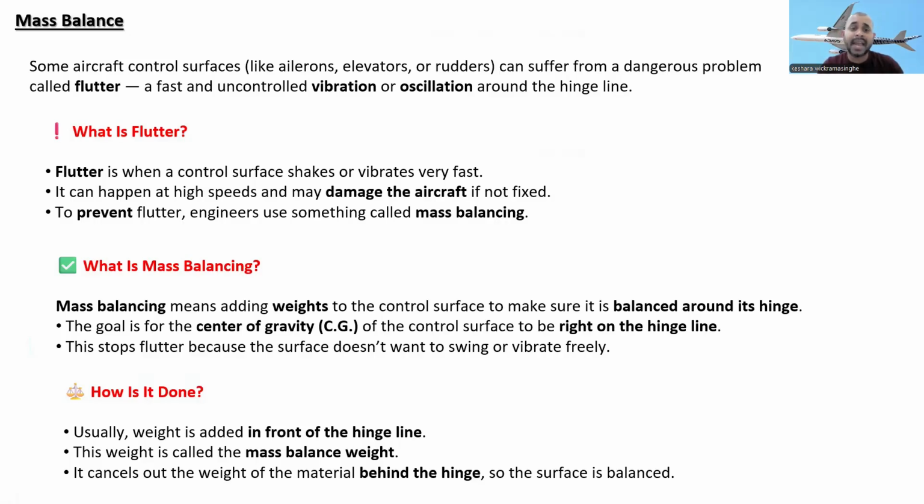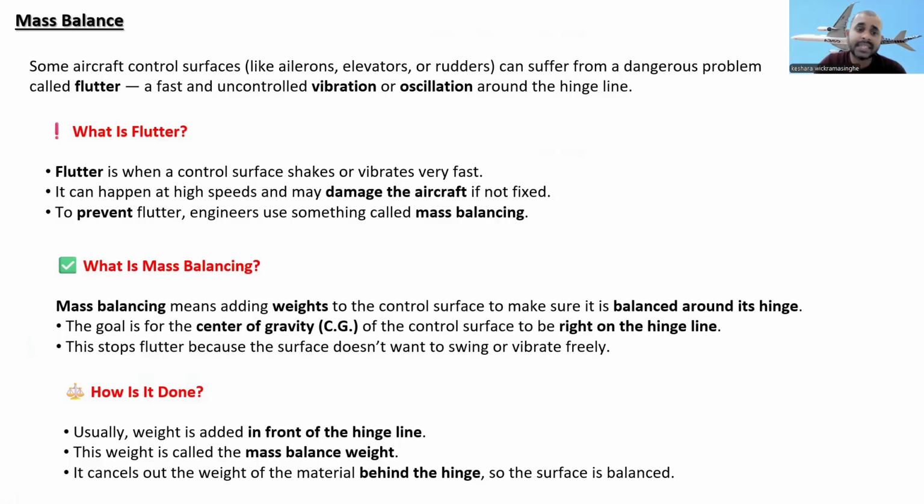Mass balancing means adding weights to the control surface to make sure it's balanced around its hinge axis. The goal is for the center of gravity of the control surface to be right on the hinge line, and this stops flutter because the surface doesn't want to swing or vibrate freely. Why do we use mass balancing? To prevent flutter oscillations when it's flying.